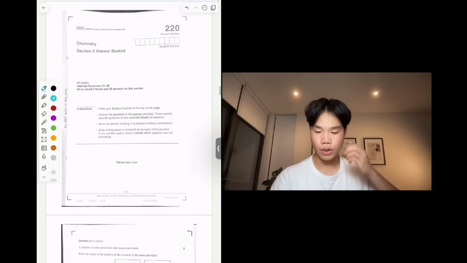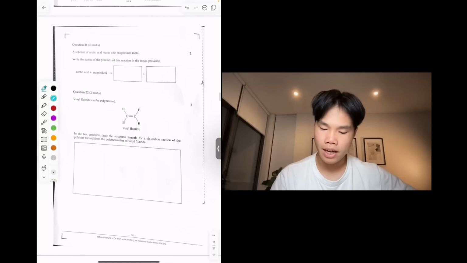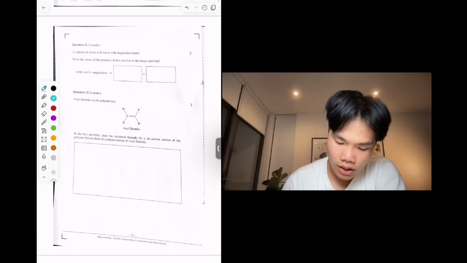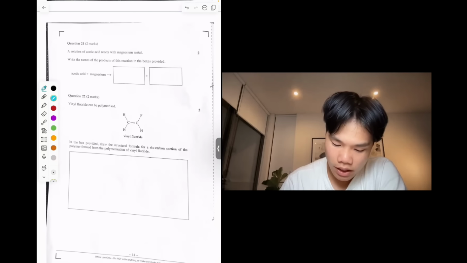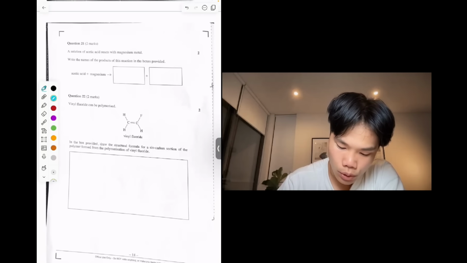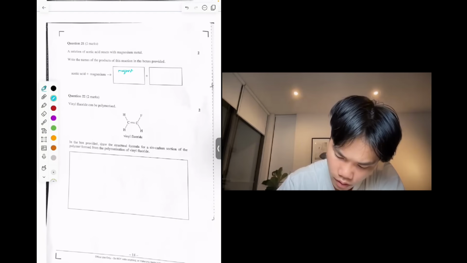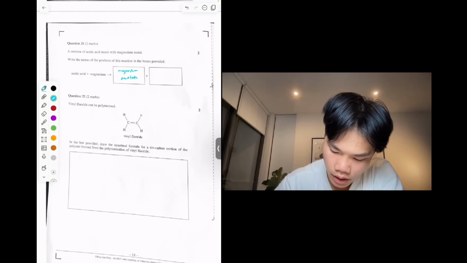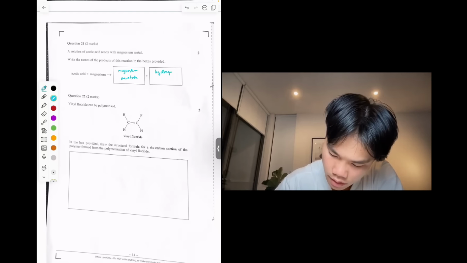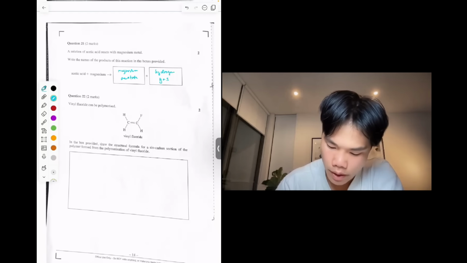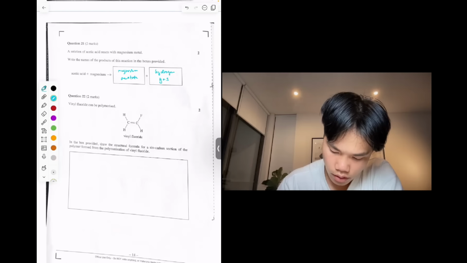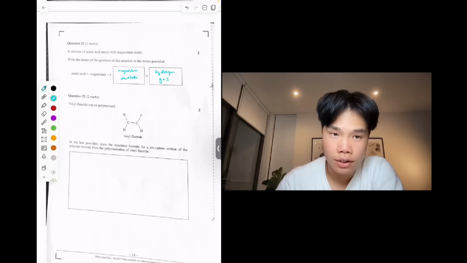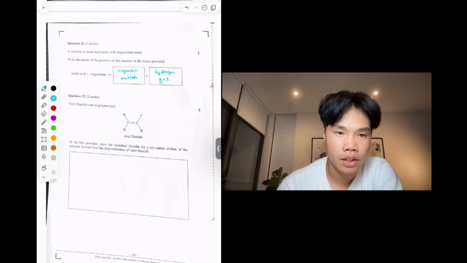So on to the short answers. Question 21, a solution of acetic acid reacts with magnesium metal. They say acetic acid reacts with magnesium. So writing the names of the products, we know this is going to be magnesium acetate, and you'll be making hydrogen gas because a metal and acid makes a salt and hydrogen gas. So 2 marks there.